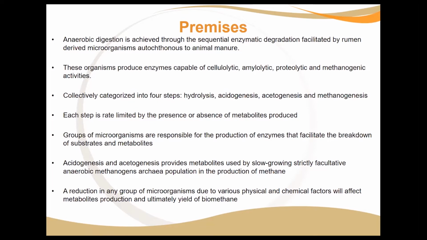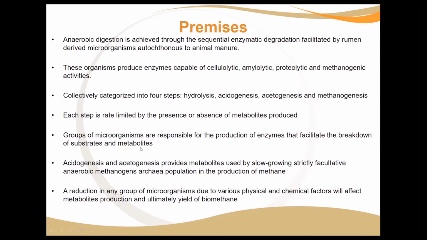And these organisms produce enzymes that are capable of various activities, including cellulolytic, amylolytic, proteolytic, and methanogenic activities. So collectively, when these enzymes are functioning within a biochemical pathway, the steps that are followed are hydrolysis, acidogenesis, acetogenesis, and methanogenesis. Each of these steps is rate limited by the presence or absence of metabolite produced in the previous step. So if we don't produce enough in one step, it means that the microorganisms in the next step will not be able to function. The end result is that the biogas yield will be low.